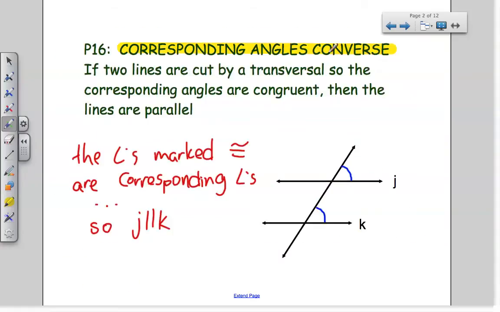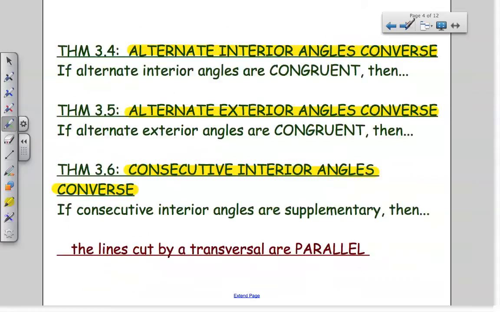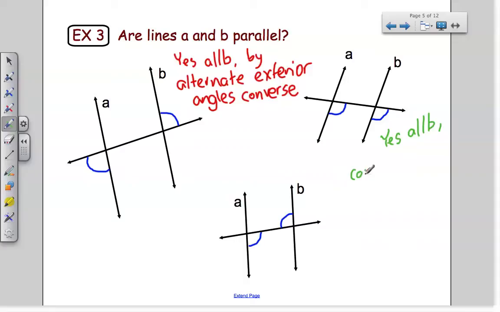That is the corresponding angles converse. If there's a pair of corresponding angles marked congruent, then the lines have to be parallel. Again, making sure we use that word converse.